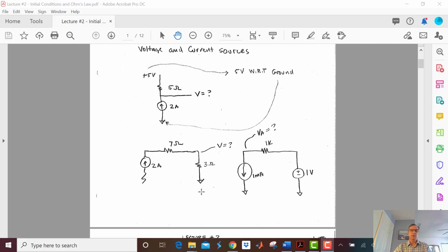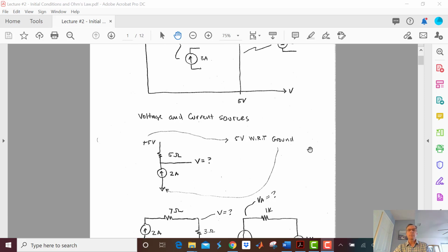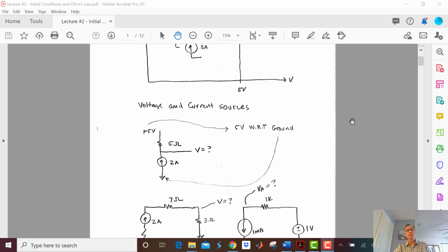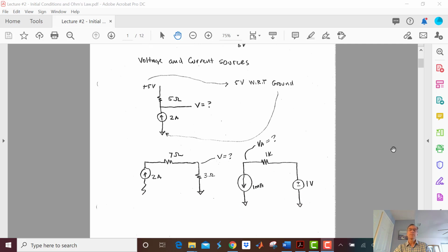Now let's use KVL on the fly. The ground is nailed down at 0 like that basketball player's foot. So 0, go up 20, I'm 20 volts right here. So where's my operating point? I am 2 amps, let's say that's about here, and 20 volts. So that's the operating point for this problem here.